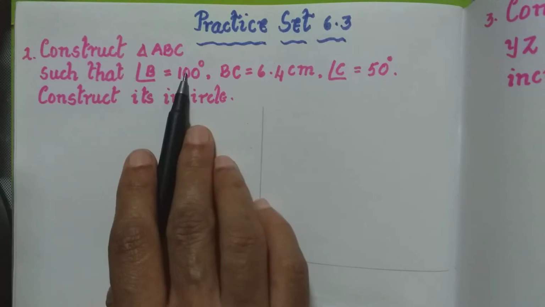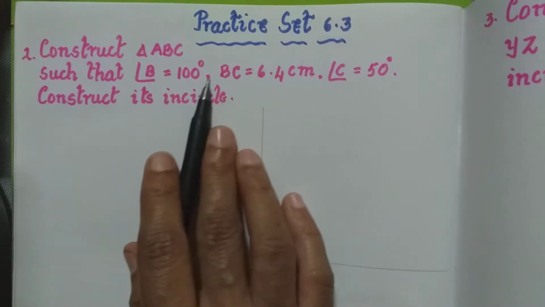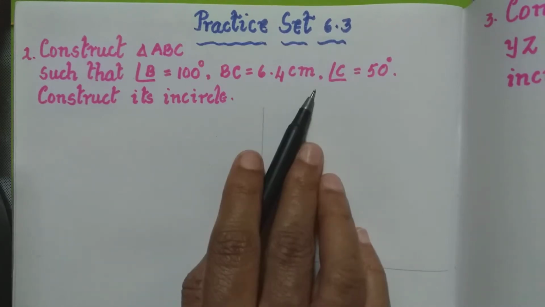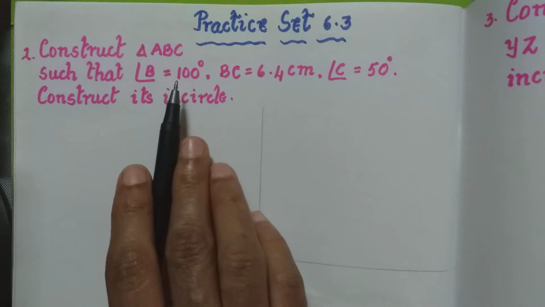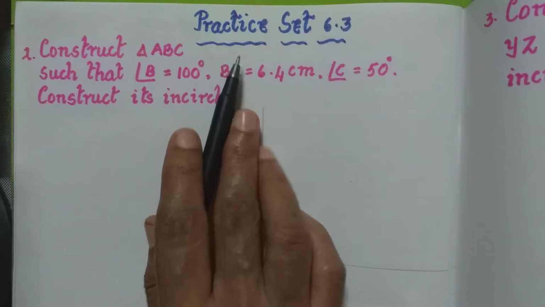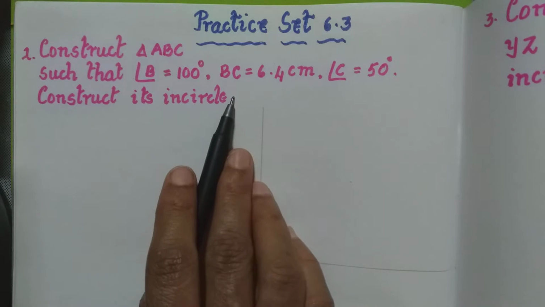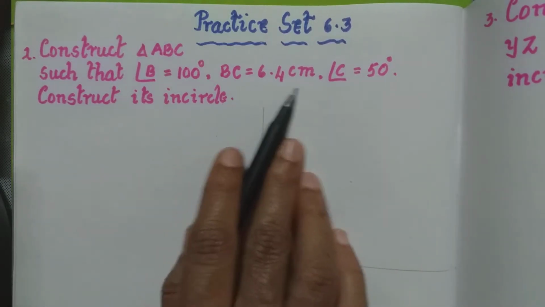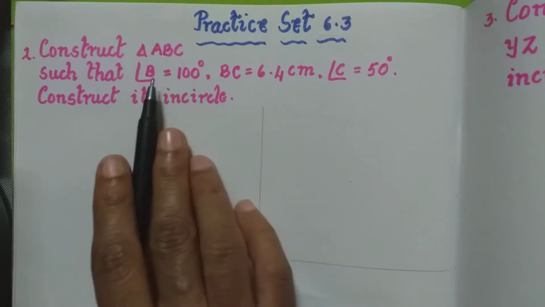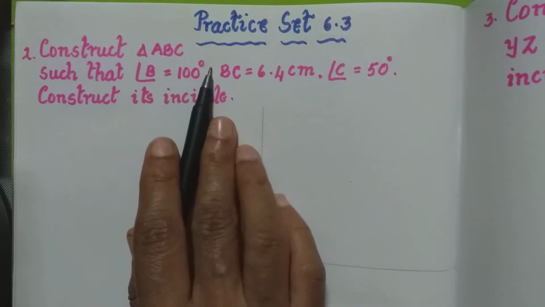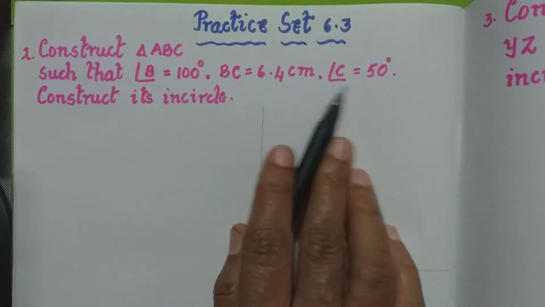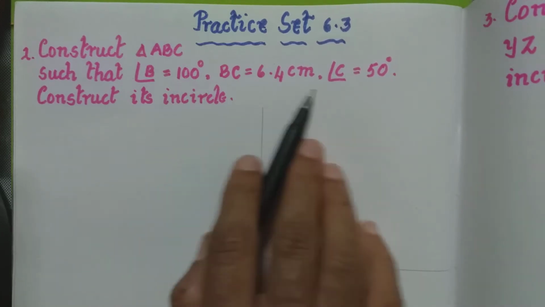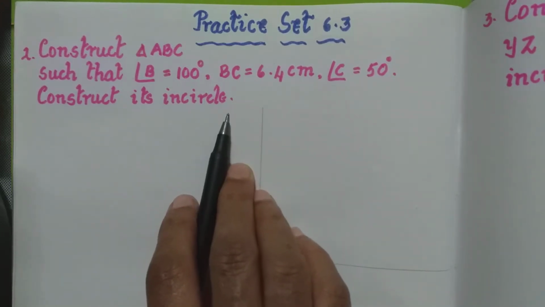Now when we construct triangle ABC, what is given to us is the length of the side BC, which is 6.4 centimeters, and the measure of both these angles, angle B and angle C. So first we will draw the base, that is BC, which is 6.4 centimeter. Then keep the protractor at angle B, measure 100 degrees, keep the protractor at angle C, measure 50 degrees, and draw the rays for both of them. Complete the triangle and then draw the incircle.